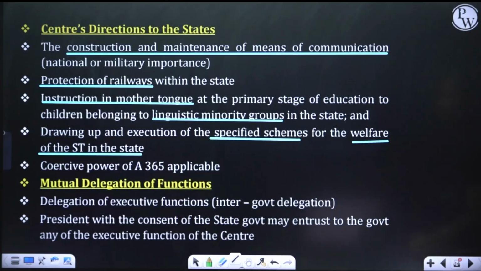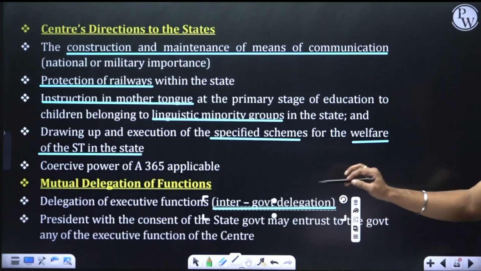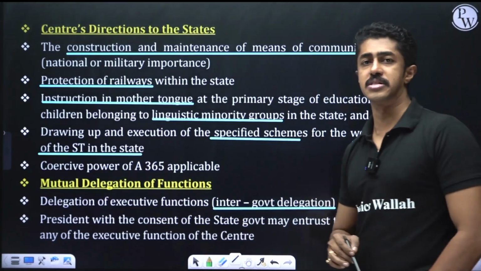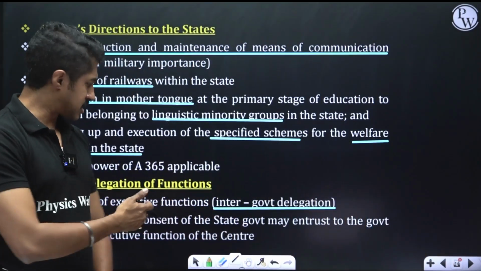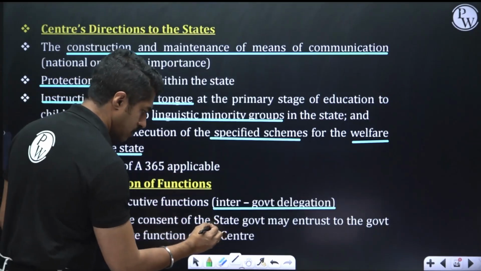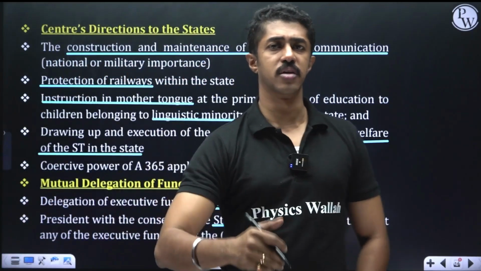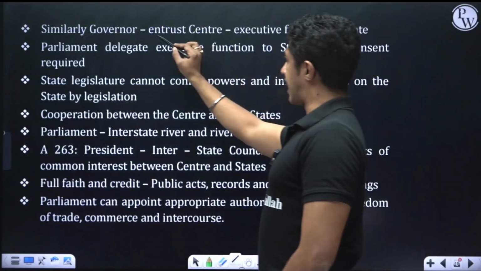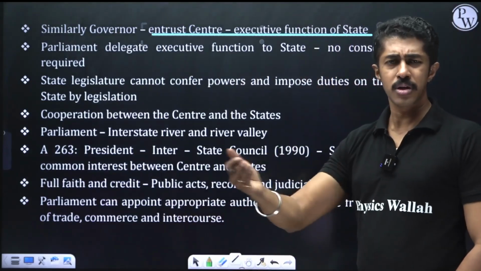Mutual delegation of functions. Delegation of executive functions. Inter-government delegation. The President, with the consent of the state government, may entrust to the state government any of the executive functions of the center. That is by mutual consultation. That is, the President will consult with the state government and ask them, can you do this function of the center? Similarly, the Governor can entrust the center with executive functions of the state. It's a mutual understanding.